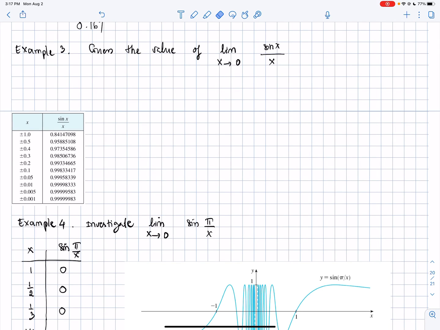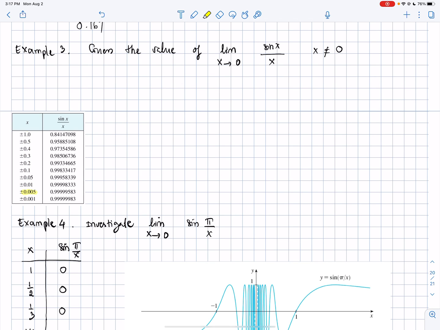Example number 3. We want to guess the value of the limit of sine of x over x when x approaches 0. We notice that the function is not defined when x equals 0. Now we just go ahead and plug in the numbers in the table for x and we find f of x.